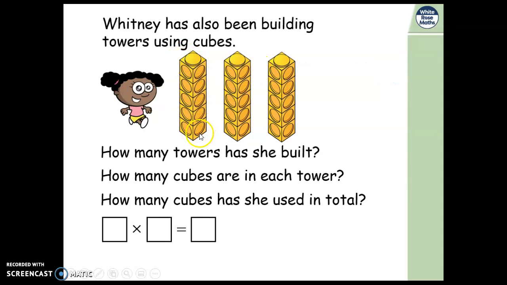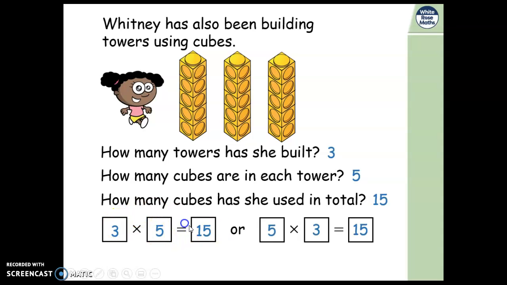How many cubes are in each tower? 1, 2, 3, 4, 5. They're all the same, so I'm counting 5s: 5, 10, 15. 3 towers, 5 cubes in each, 15 altogether. 3 groups of 5 equals 15. Or if we swap those numbers around, 5 groups of 3 equals 15.